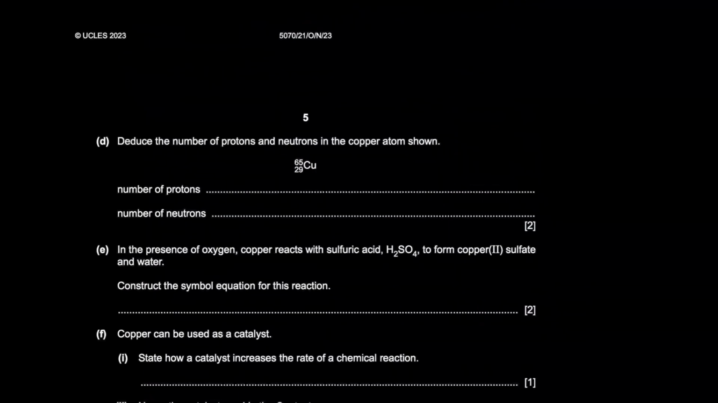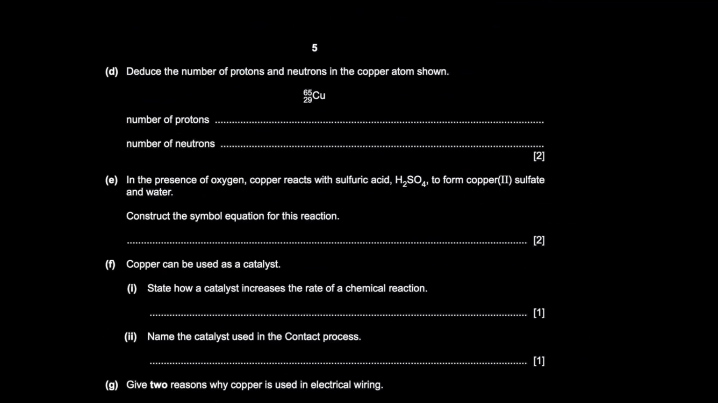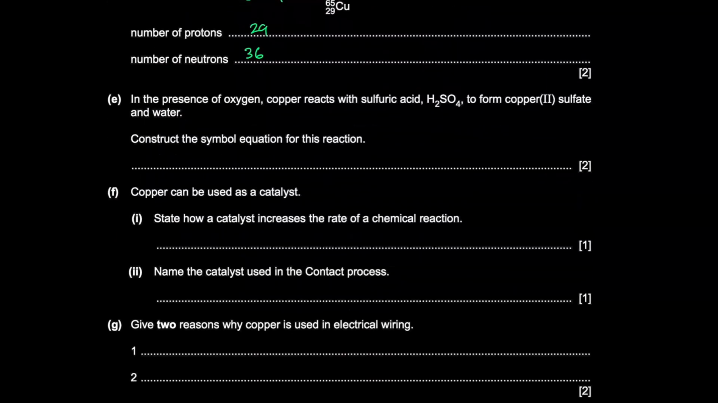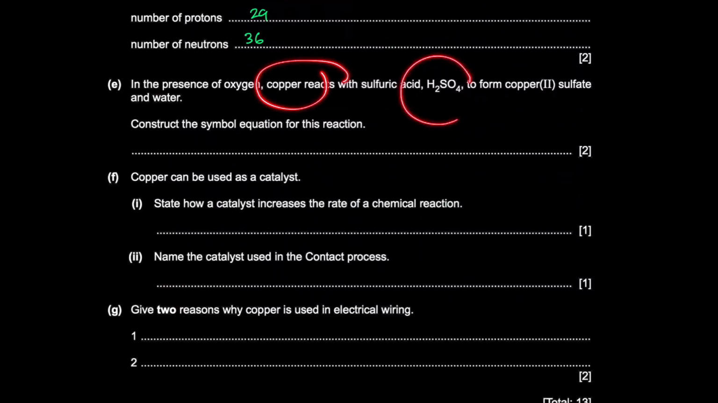Deduce the number of protons and neutrons in the copper atom shown. This is the proton number, okay, 29. And this is the mass number, which is protons plus neutrons, right? So you just do 65 minus 29, that gives you 36. So that is 36 neutrons. So yeah, this is protons plus neutrons, right? 65.